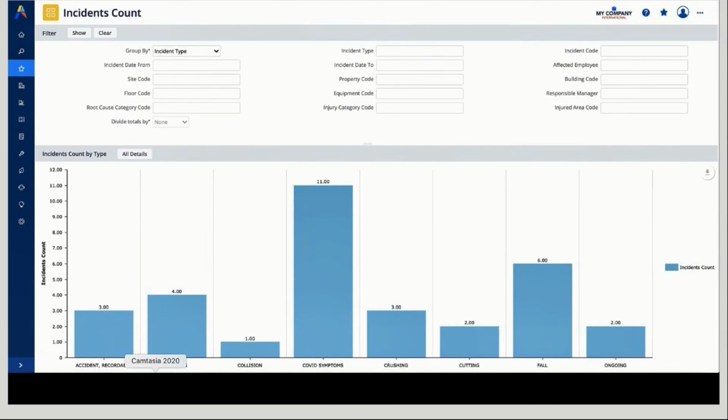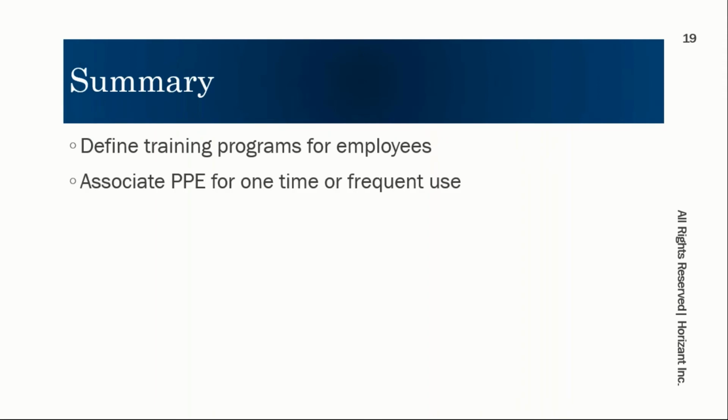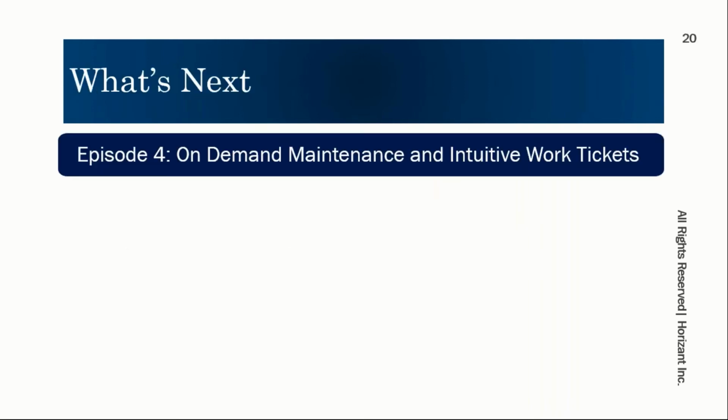So that is reflective of what you can do with the ability to train your staff getting ready to come back to work, tracking some of the personal protective equipment, and getting into the practice of capturing data about items that you find so that you can then analyze and improve the employee safety of your organization. So we've done that training. We've been able to track and associate PPE, whether it's for one-time or frequent use. And we've set up this incident reporting mechanism to help us analyze that data by the location and trends that we have.